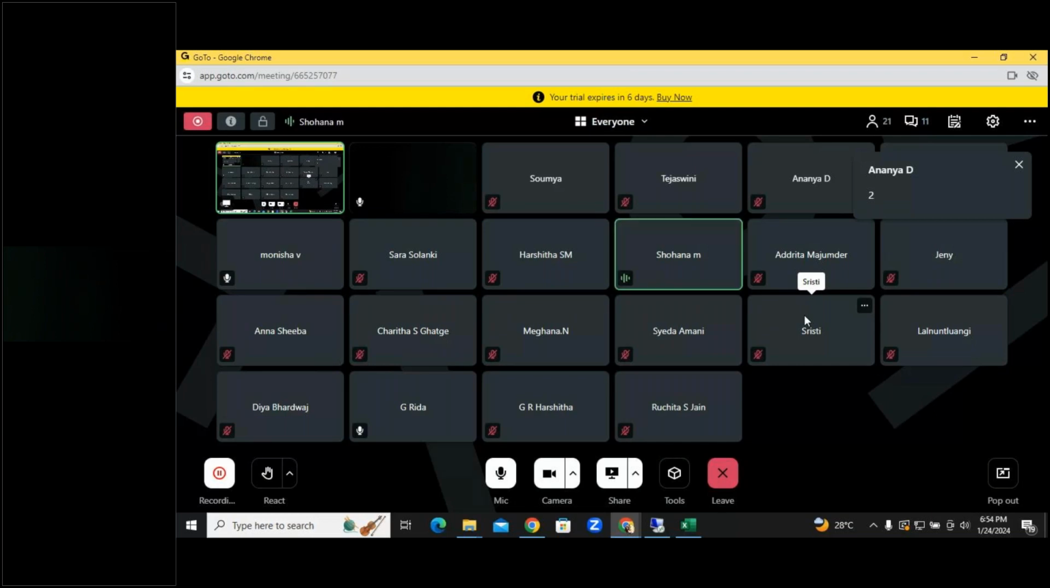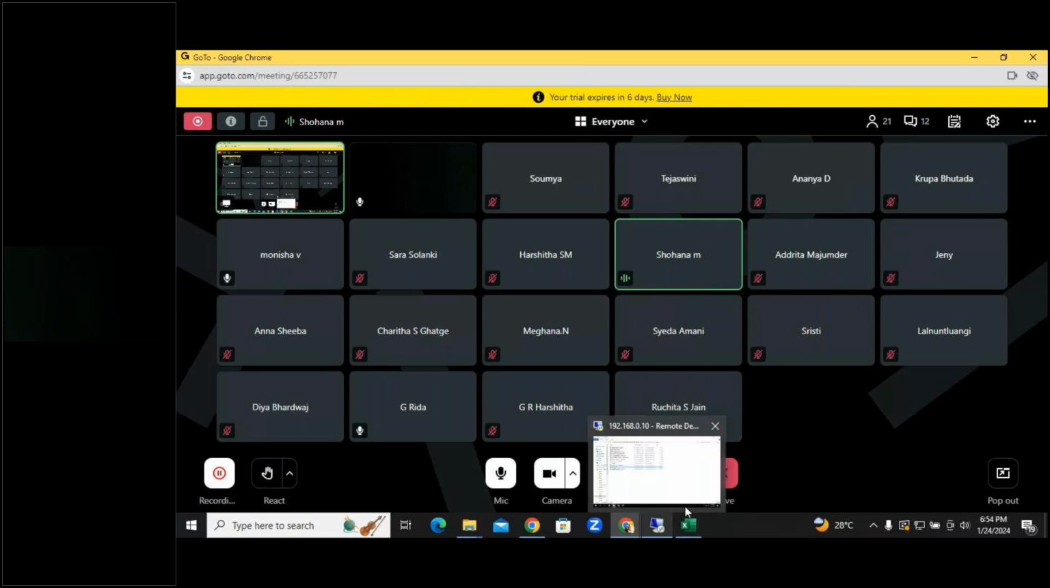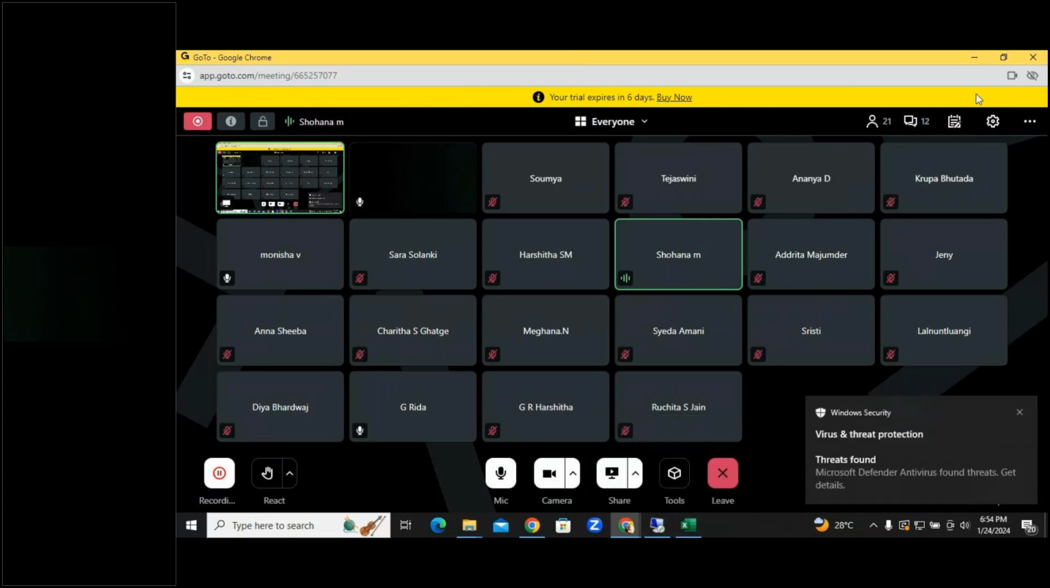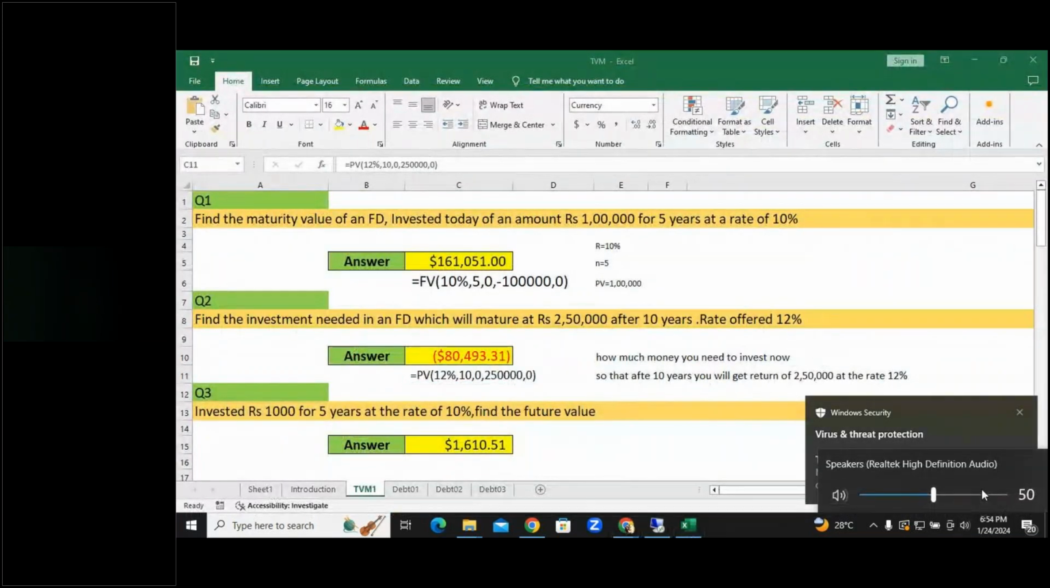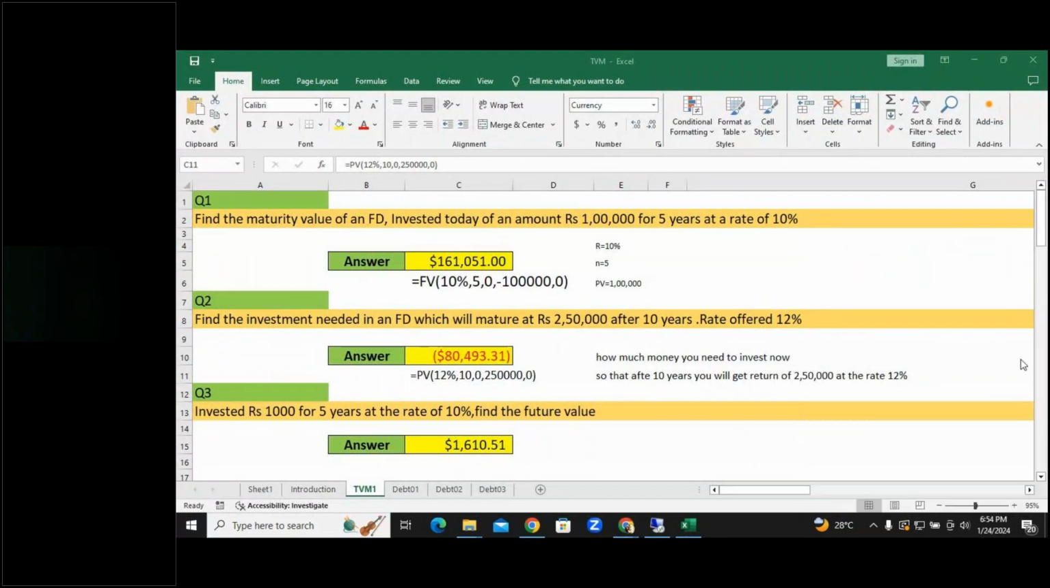Ma'am, I have a doubt. Yes, ma. In the function for type, why are we typing 0? In the function, in the last type, why are we putting 0? So here we are giving 0 to check the end of the period.